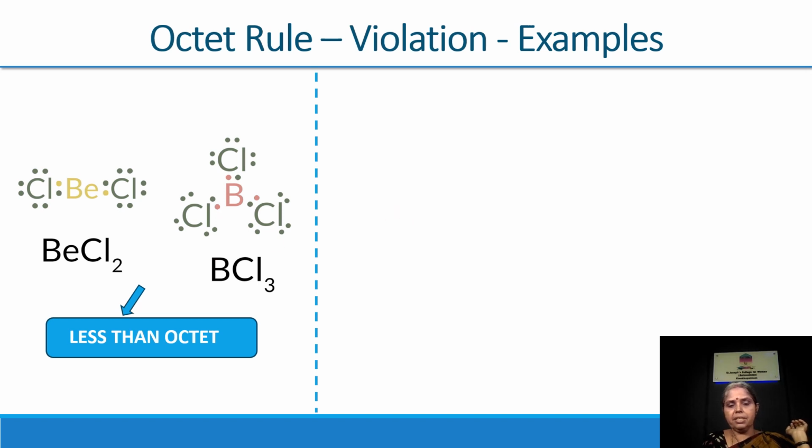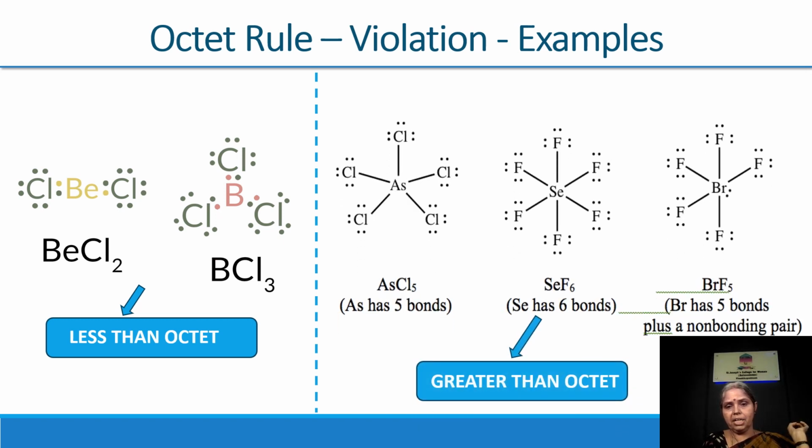Then you can see here in the next example, it is an expanded octet: arsenic, selenium, bromine. You can see in these examples, the central atom is having greater than octet. For example, there are 5 bonding pairs around arsenic, which is accounting for 10 electrons. Selenium is having 12 electrons. Bromine is having 1 lone pair plus 5 bonds. So, it is having many more electrons than the octet. So, these are the examples where molecules are stable, compounds are stable, but the central atom is having either less or more than the octet number of electrons.